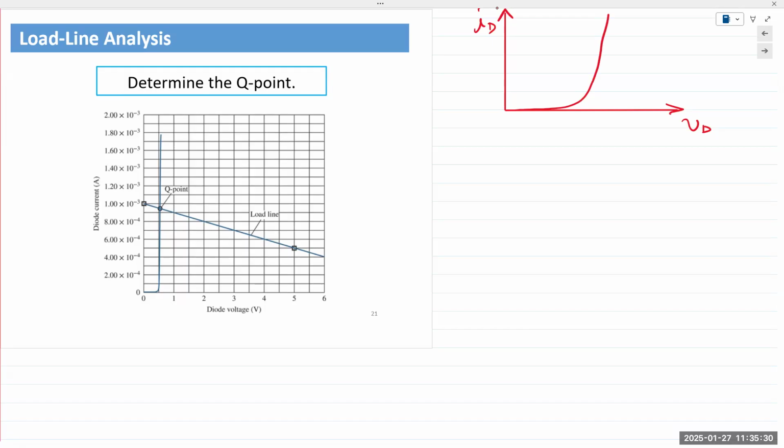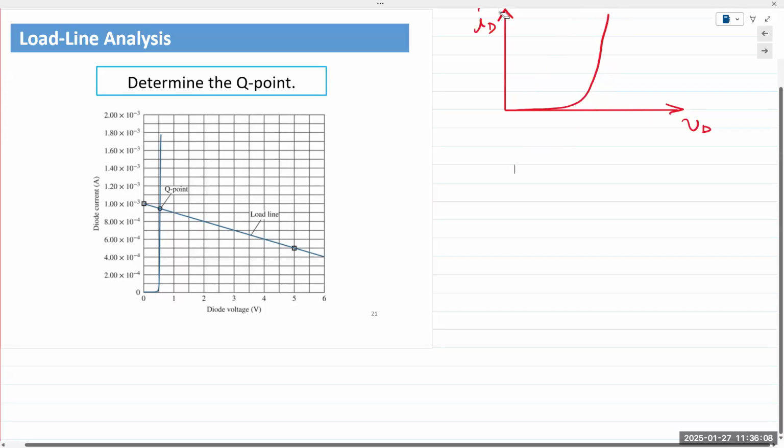So if we have two unknown variables, we need at least two equations to solve them. If you want to solve them graphically, we need two plots. We have one, we need a second one. So the second one comes from the external circuit. The external circuit places constraints on the operation of the diode. Because the diode voltage and current can lie anywhere along these characteristics, the point would be determined by the constraints that are placed on the diode by that external circuit.